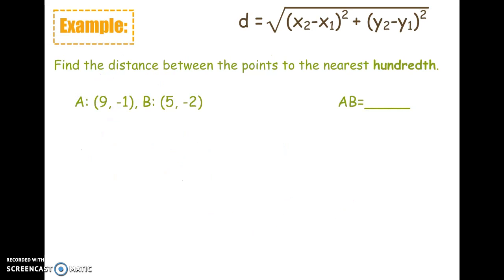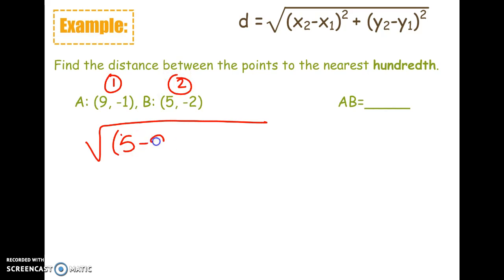Let's look at another one. Square root. This will be point 1, this will be point 2. 5 minus 9 squared plus negative 2 minus 1 squared. I want you to keep working it from here.